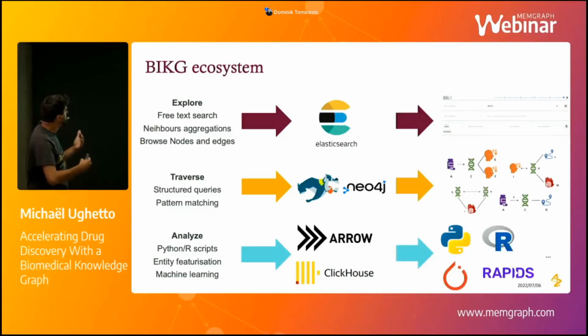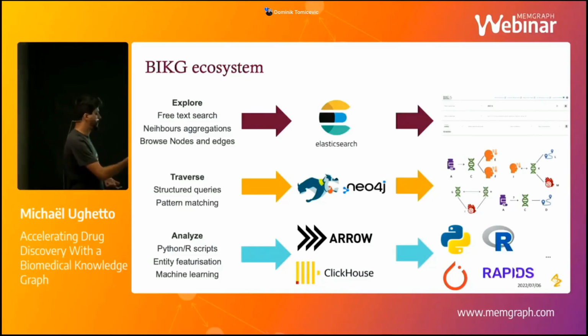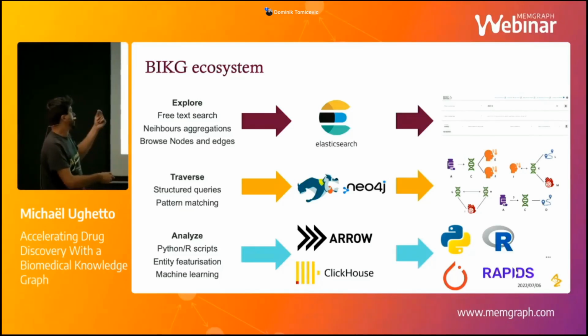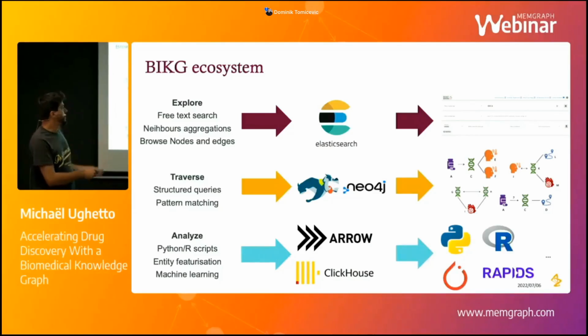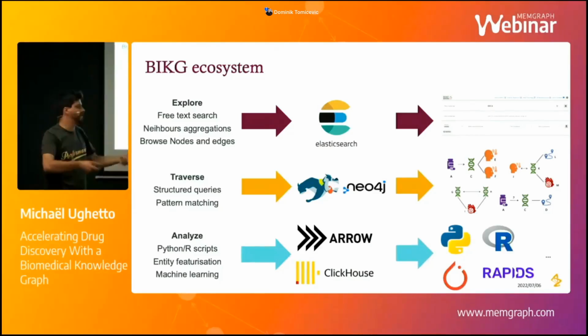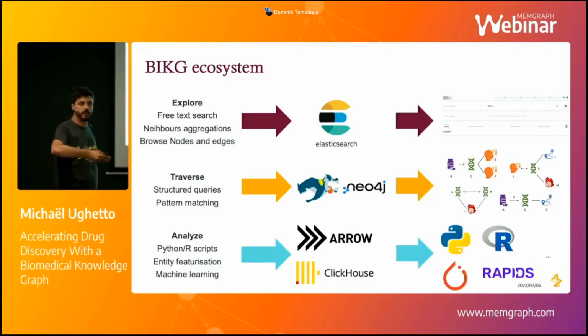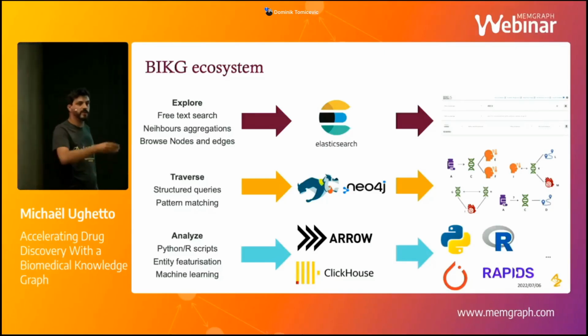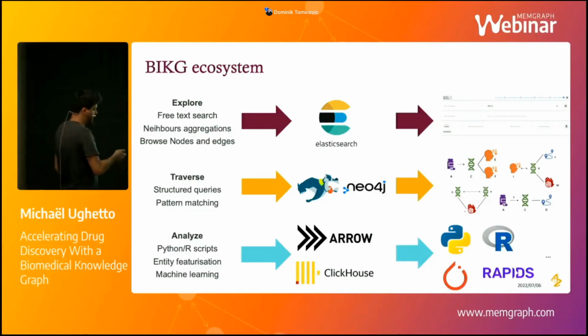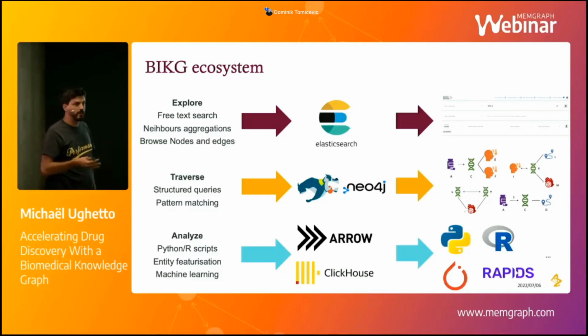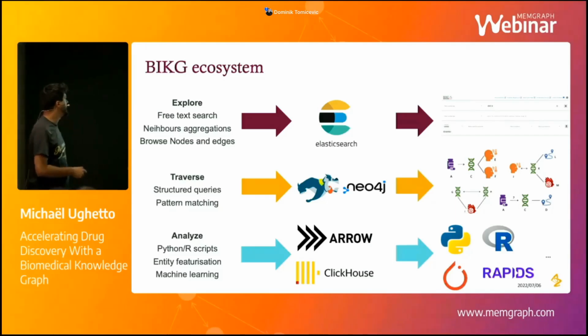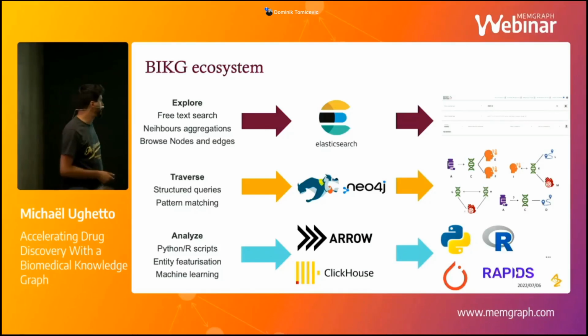Then there is maybe something a bit more interesting for us, which is traverse the graph. So it will be pattern mining, structured queries, and it will be, for example, like, can you give me all the drugs that are acting on this gene and are curing at least 2 diseases? These are questions that the biologists will ask. If I suggest them a gene, they will go in the graph and ask, is this gene involved in this and that disease? And that's where they are going to use either SPARQL for RDF databases like Stardog, or Cypher for Neo4j or Memgraph or any other labeled property graph.